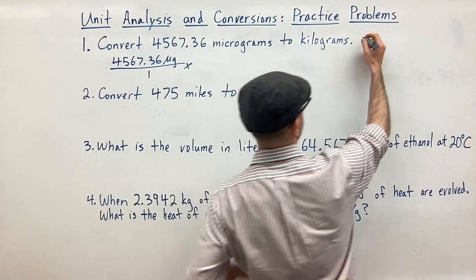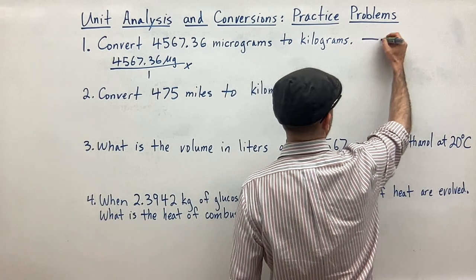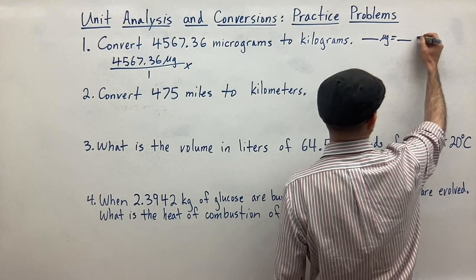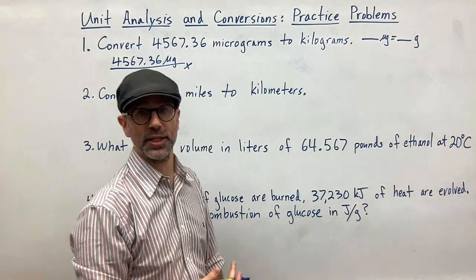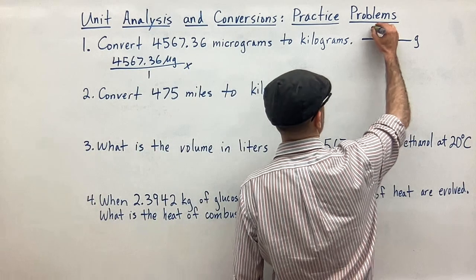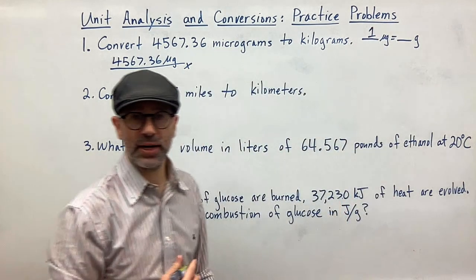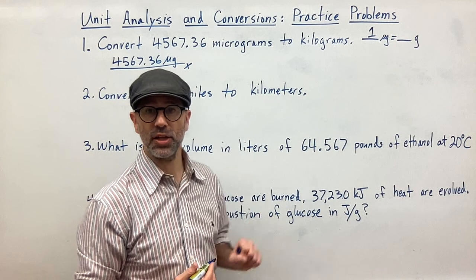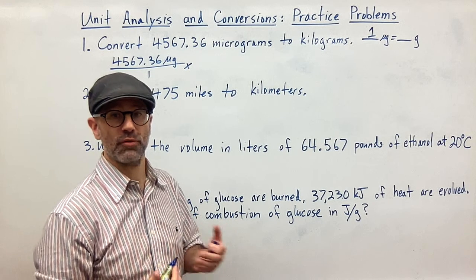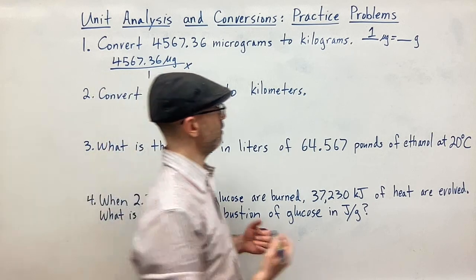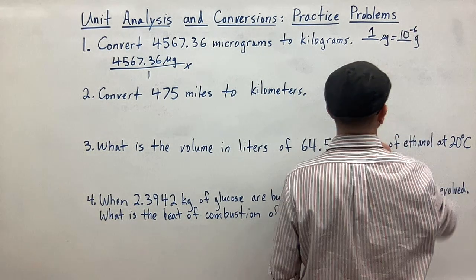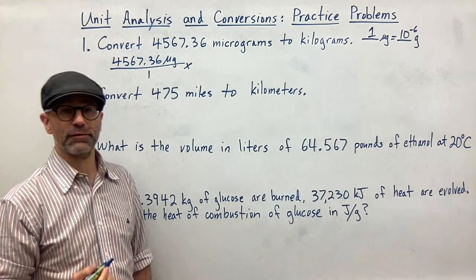So if I write that over here, my microgram is equal to a certain number of grams, right? So I set up my equality. I always put the 1 with the micro, so I put 1 there. And since I know what micro means, I'm going to put that on the other side with the base unit. Micro is 10 to the negative 6, or 1 millionth of a gram. So it's going to be 10 to the negative 6. That's my first conversion.